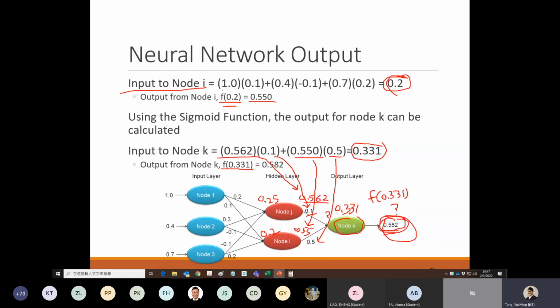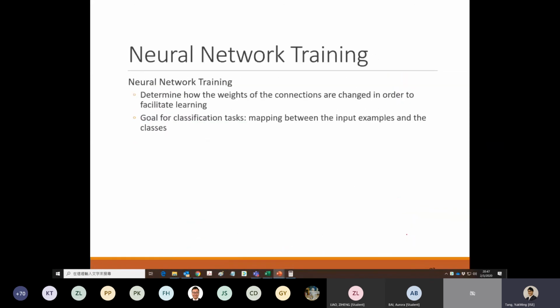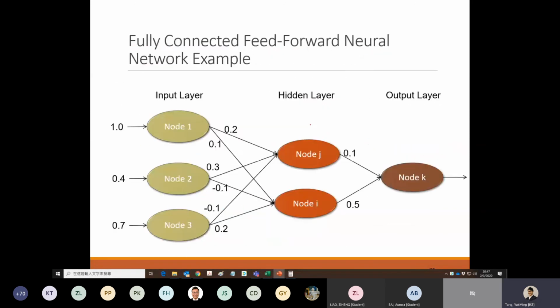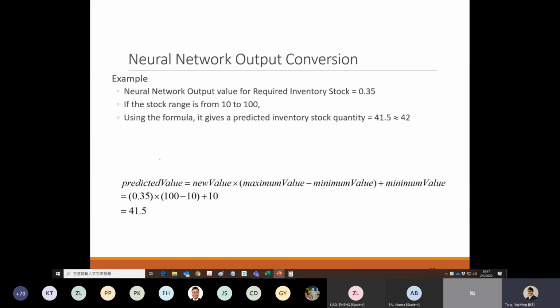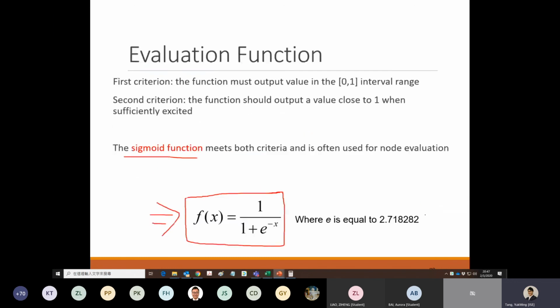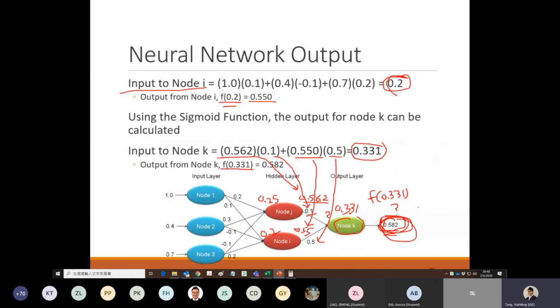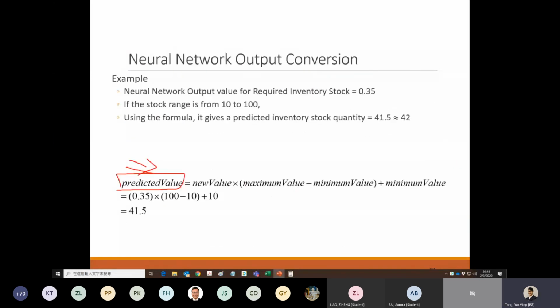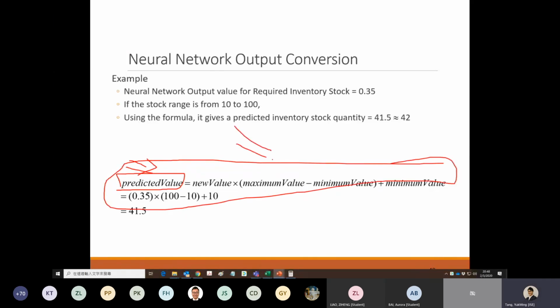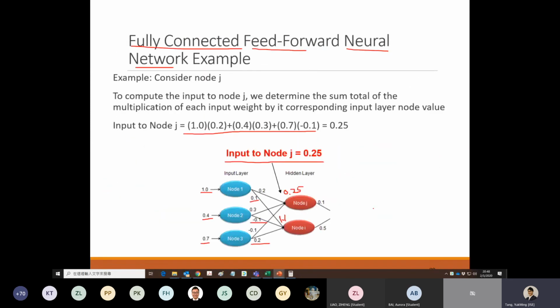After we calculate this 0.582 result, we need to go back here and apply this equation to convert to the actual value. Remember this output is just between 0 and 1, and then we need to convert it back into the actual value by using this equation, to convert into the original value.